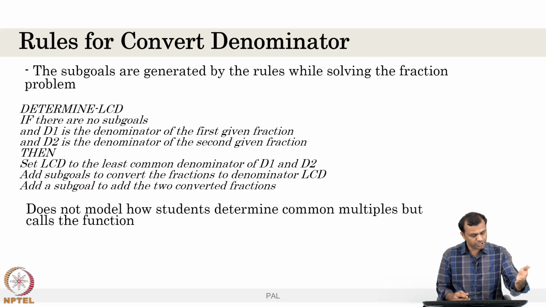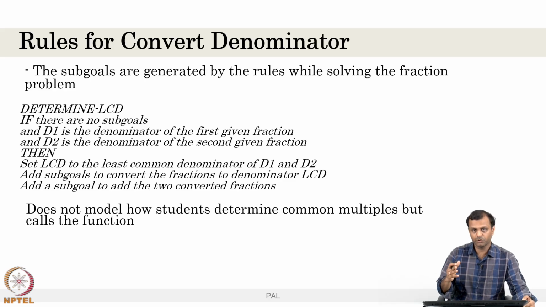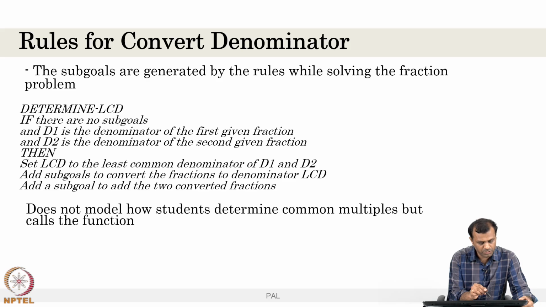So we'll go into rules as such, if-then rules based on production rules. The sub goals are generated by the rules while solving the fraction. When the fraction question comes up, the sub goals have already been created. It will be generated, quickly shown to you, because the values will change. If there are no sub goals, because we are starting with the very first sub goal, d1 is the denominator of the first given fraction, d2 is the denominator of the second given fraction, then LCD is the least common denominator of d1 and d2.